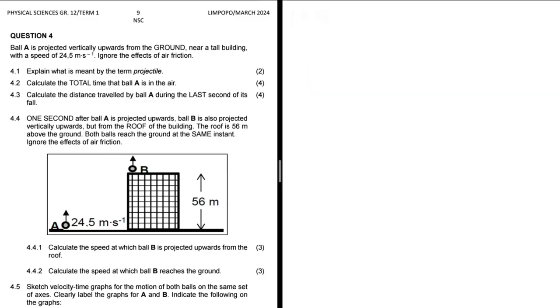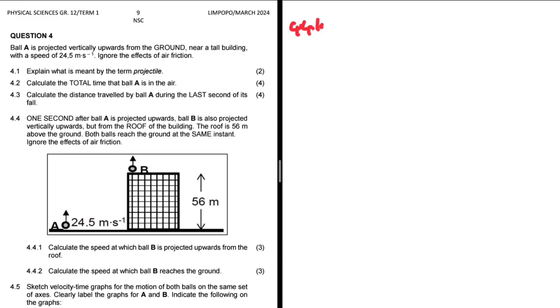4.4. Once again, after ball A is projected upwards, ball B is also projected vertically upwards, but from the roof of the building. The roof is 56 meters above the ground. Both balls reach the ground at the same instant. Ignore the effects of friction. 4.4.1. Calculate the speed at which ball B is projected upwards from the roof.